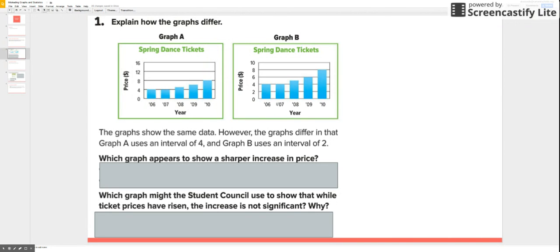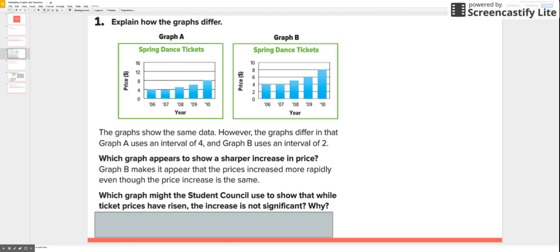However, the graphs differ in that graph A uses an interval of 4, right? 0, 4, 8, 12. Graph B uses an interval of 2. Which graph appears to show a sharper increase in price? Let's look at the two graphs. This looks like it's going up gradually. Here, it looks like it's going up a lot sharper. Look at how steep it is going from here to here. So the second graph, graph B, makes it appear that the prices increase more rapidly, even though the price increase from year to year is the same. But this graph makes it look like it's a lot more.